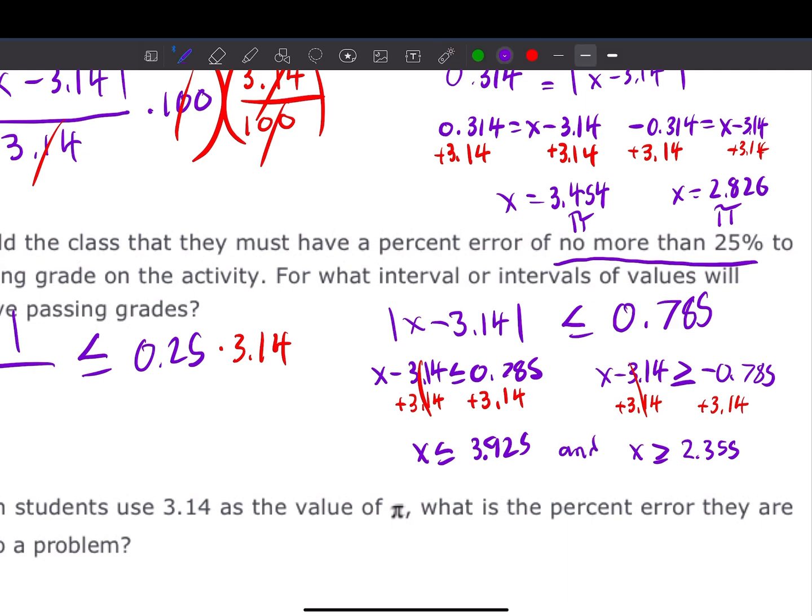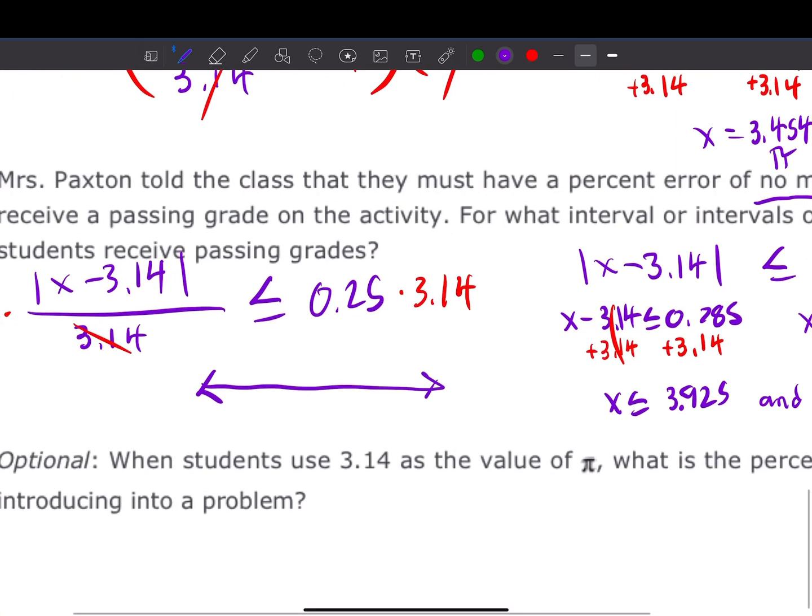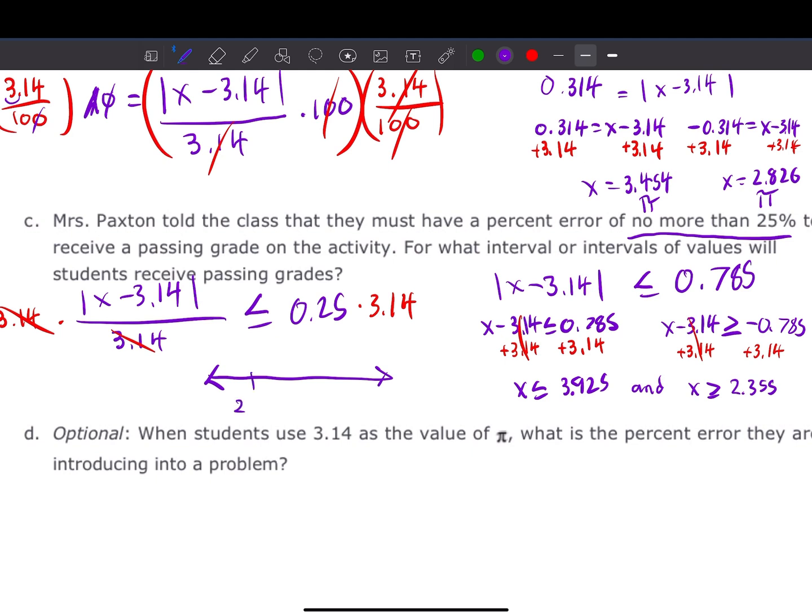And this is going to be an and statement. And if you can't tell, just draw a number line. Where are my values of pi? Greater than or equal to 2.355. So greater than or equal to, closed circle to the right. And then we have less than or equal to 3.925. That's closed circle. Sorry, closed circle for both. And they meet in the middle. This is an AND statement between these two values. So pi could be as big as 3.925 and as small as 2.355, and you will pass. Any value between those two values, and you will pass.